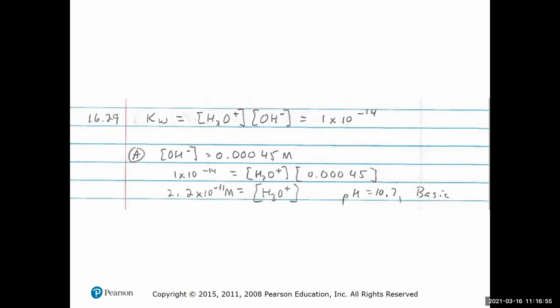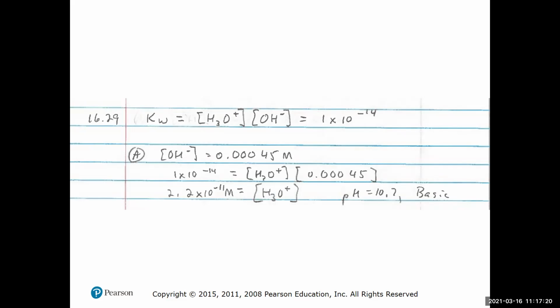So in this case, we're told we have 0.00045 molar hydroxide. And so we need to plug that in and then plug in our 1 times 10 to the minus 14th, and then go ahead and solve for the hydrogen ion concentration. And we get a value of 2.2 times 10 to the minus 11.